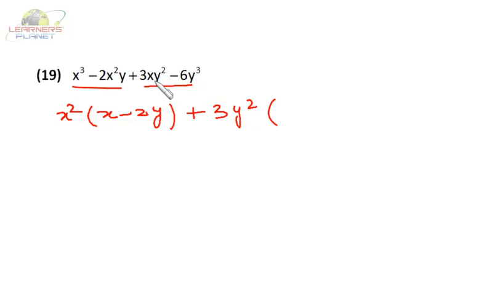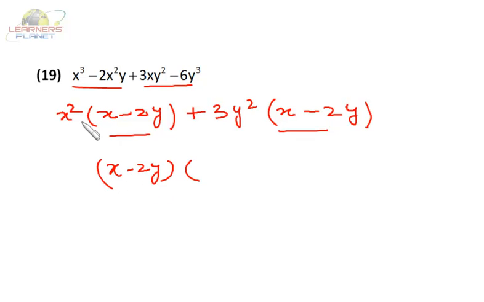Now here we are left with x minus 6 divided by 3 is 2, and y cube divided by y square is y. So x minus 2y is common between the two terms. So let's take it as common, and then we are left with x square plus 3y square. So it's very easy.